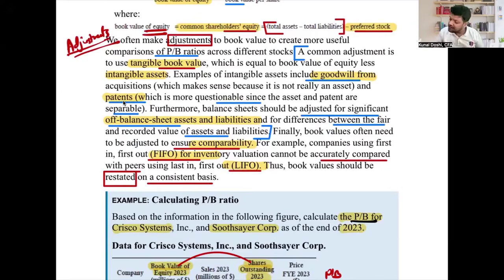Also, they have mentioned that if the two companies are using different inventory valuation, you might have to adjust that as well. All of these adjustments, I don't expect them to be tested very heavily in the exam. All you need to know is that there might be some adjustment required.